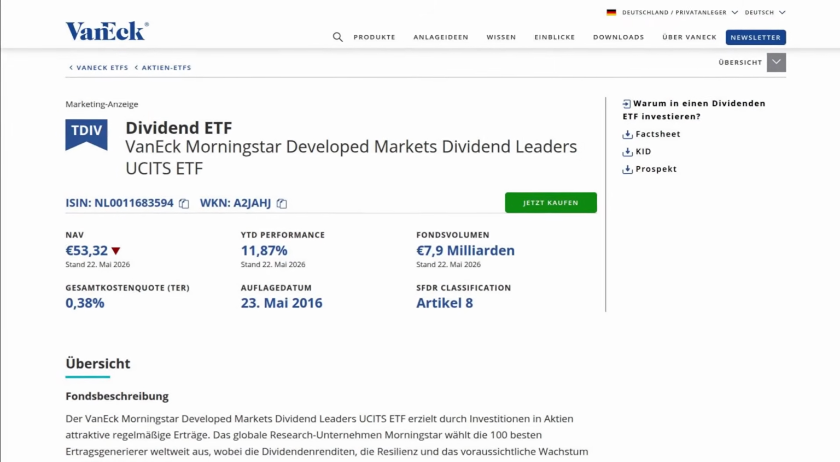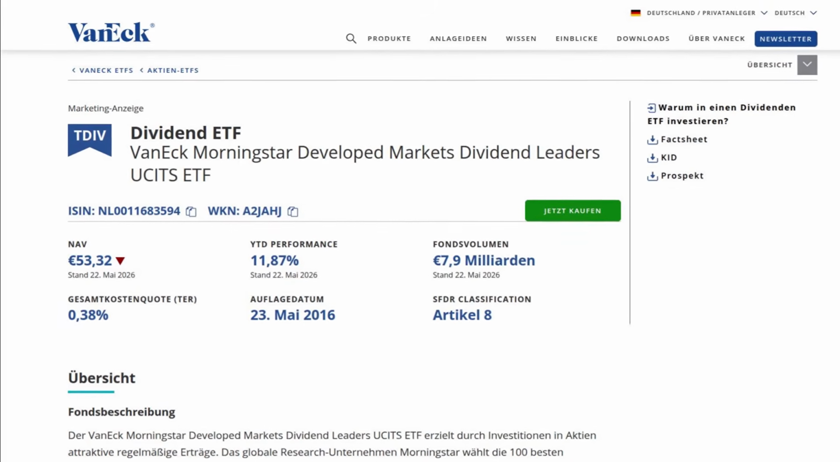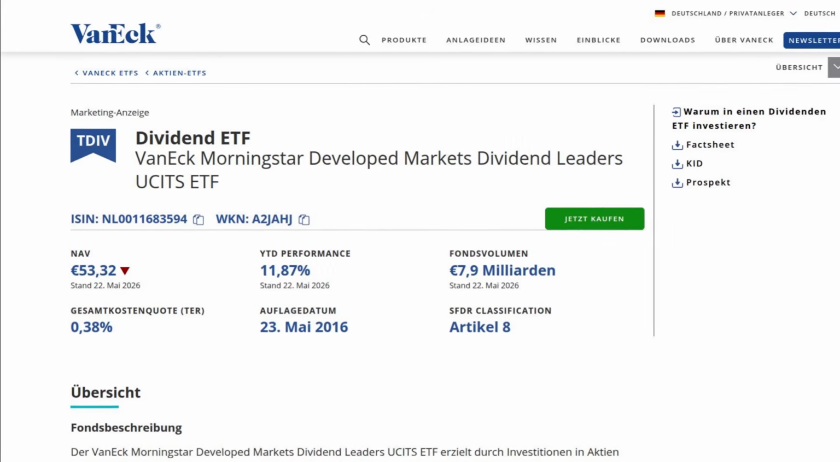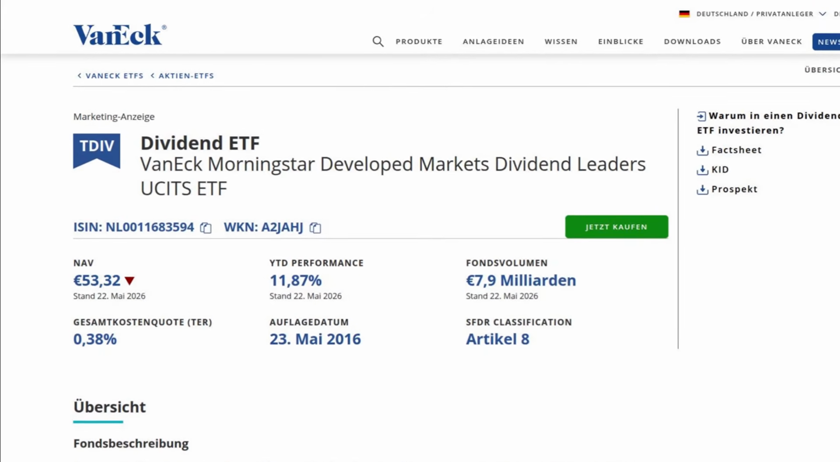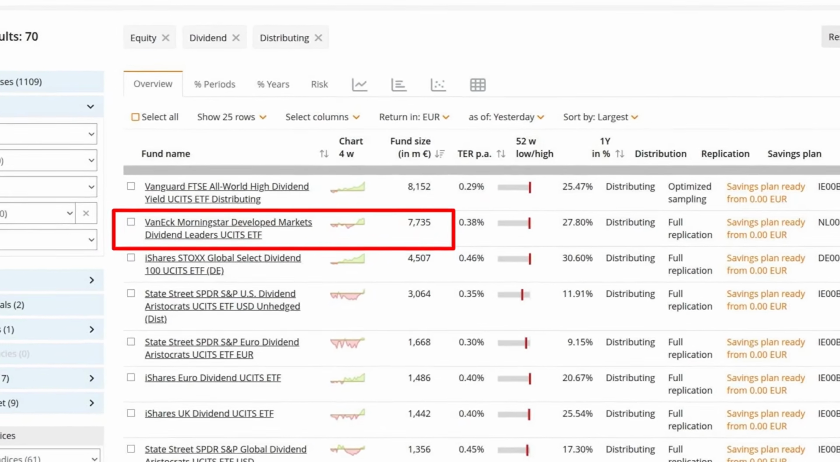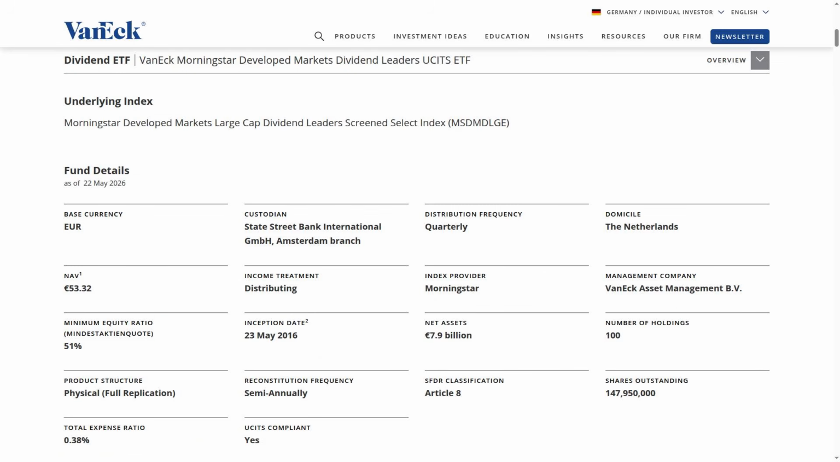Every dividend investor knows the VanEck Morningstar Developed Markets Dividend Leaders ETF. It offers strong country diversification, excellent price performance, and a very impressive dividend track record. No wonder its popularity has absolutely exploded over the last few years, even catching up to Vanguard's legendary Dividend ETF. However, this ETF has a noteworthy drawback.